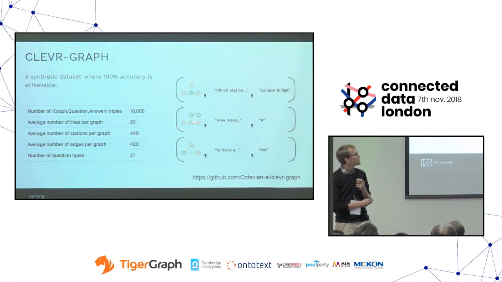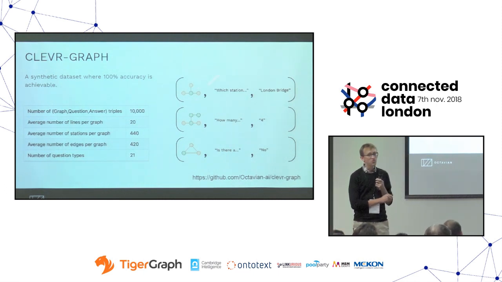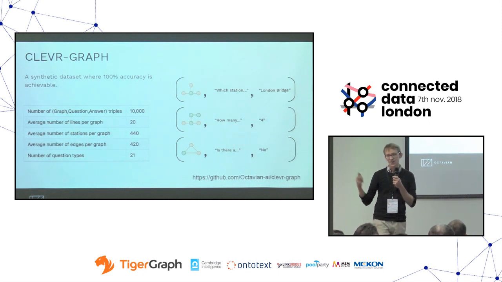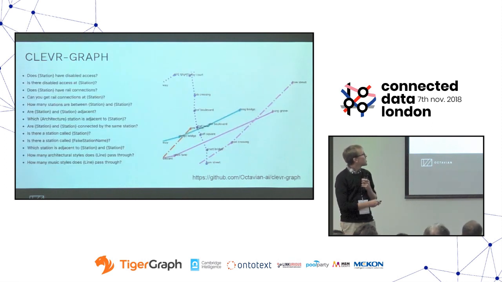And each of these graphs is unique. So we train our network not on a single graph, but on different graphs. So it has to learn to use the information in the graph in a single shot. And there are some stats for the data set we created. Our data set looks like this.